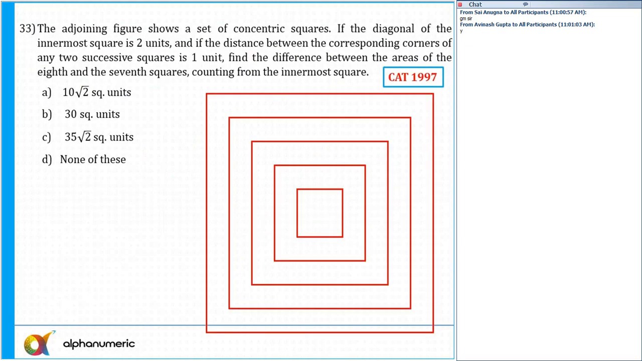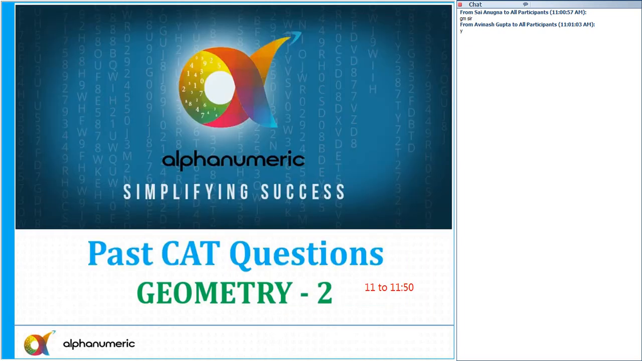For these 16 questions, approximately 16 into 3, 48, so I'm going to give you 50 minutes. The time is from 11 to 11:50. Just check whether you all have got the privileges. Are you all able to navigate through the slides? Anupam, Avinash, Tanya, Sai, Priyank, everyone. The time limit is till 11:50, so please start.